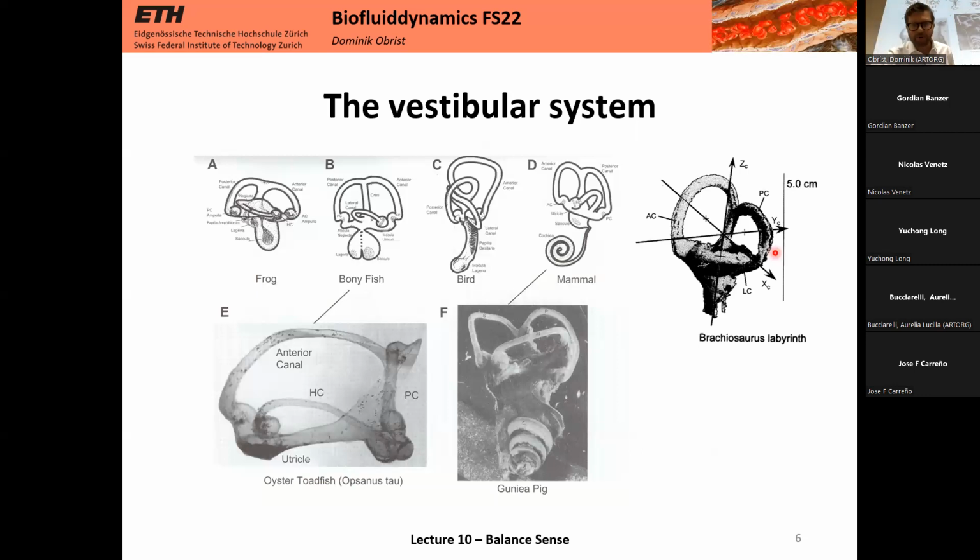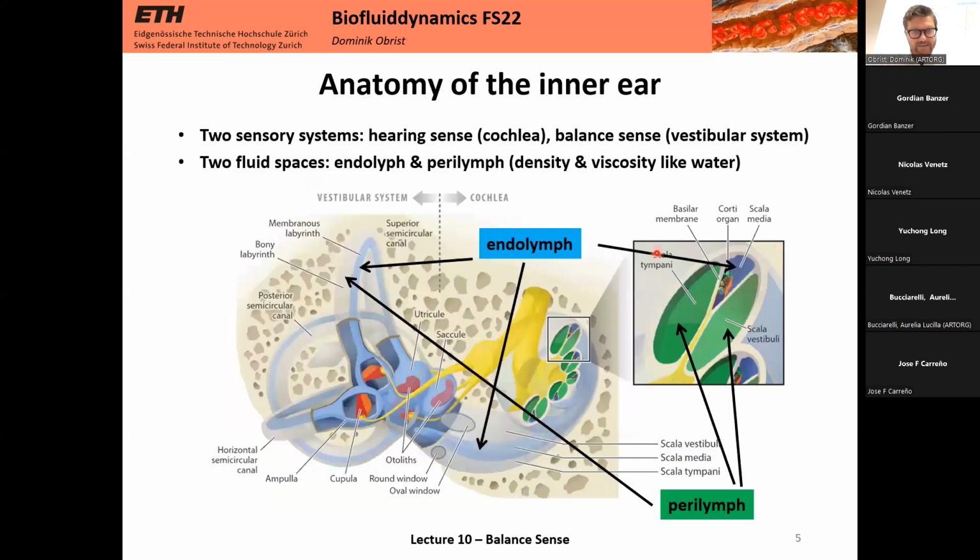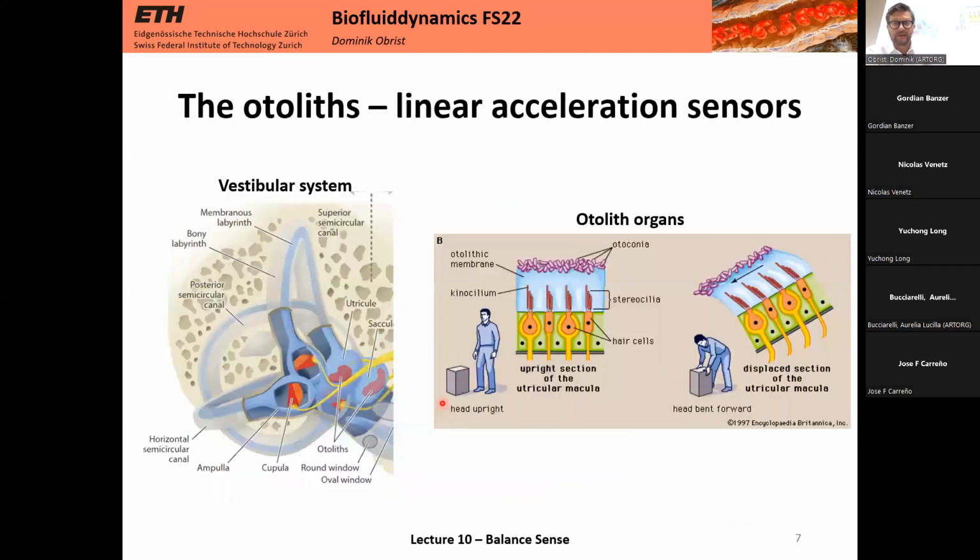So maybe let's first just look at one of these red things here. And mainly I would like to look at the utricle here, or if you like, also the saccular otolith. So the otoliths, here we have them again. So we're looking at these senses here. These are relatively simple in terms of understanding their mechanics, relatively simple sensors. And fluid mechanics does actually not play that much of a role, but for completeness' sake, I would like to introduce them anyways. So these are the linear sensors.